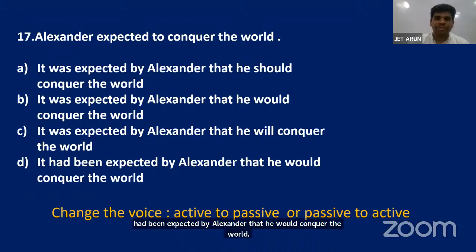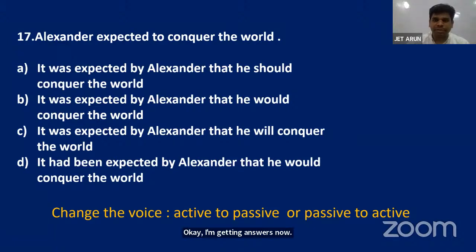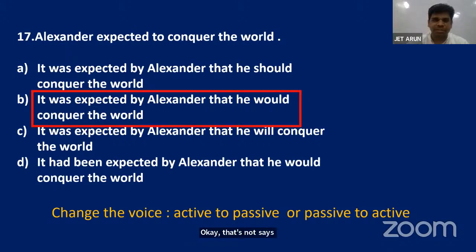Yeah, okay, I'm getting answers now. Students, we will do a couple of questions more. After that, math session will begin. Okay, Rachna says D, sir. Shreshna says A. Okay, let's look at the answer. It's B, students. Unfortunately, it is B. It was expected by Alexander that he would conquer the world. All right, let's go for two more questions, students.